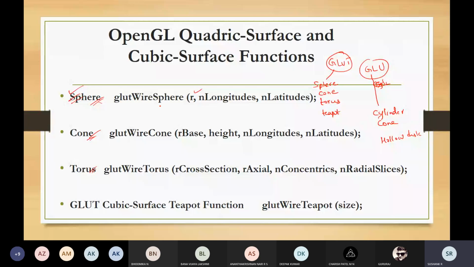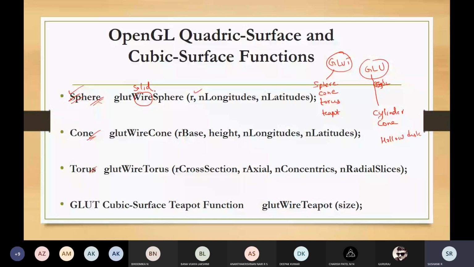which is a floating point value, and n latitude and n longitude mean the number of latitude lines and longitude lines that are approximating the sphere. We can also use glutWireSphere, or instead of wire you can use solid, glutSolidSphere. Try implementing this. First create a sphere using this function and see the output, then replace this function with the solid function. Then you'll understand the difference and how it is represented.